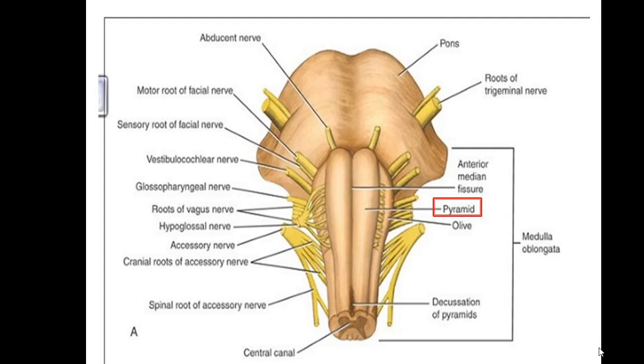Here, this diagram shows the anterior median fissure, the pyramid, and the anterolateral sulcus giving origin to the hypoglossal nerve. And this is the posterolateral sulcus here, which gives emergence to the glossopharyngeal, the vagus, and the cranial and the spinal part of the accessory nerve.